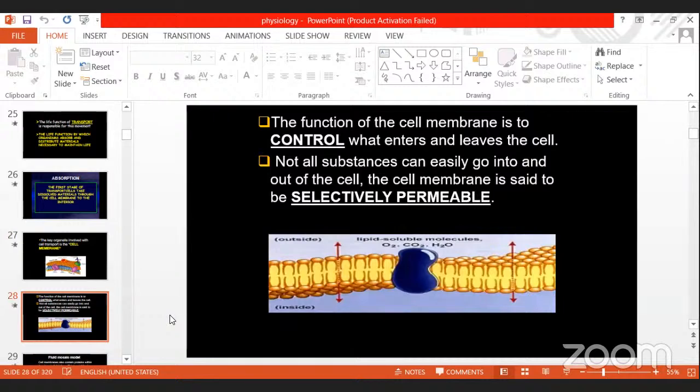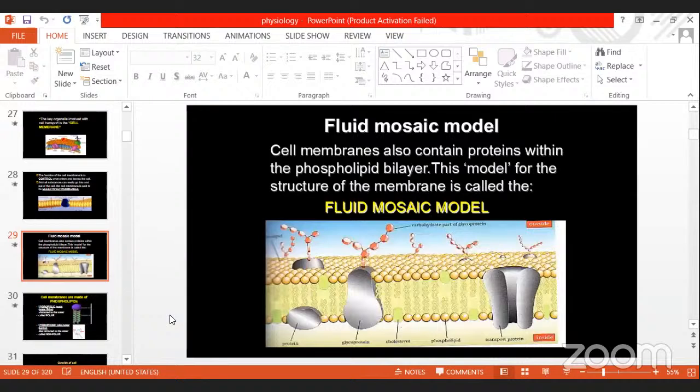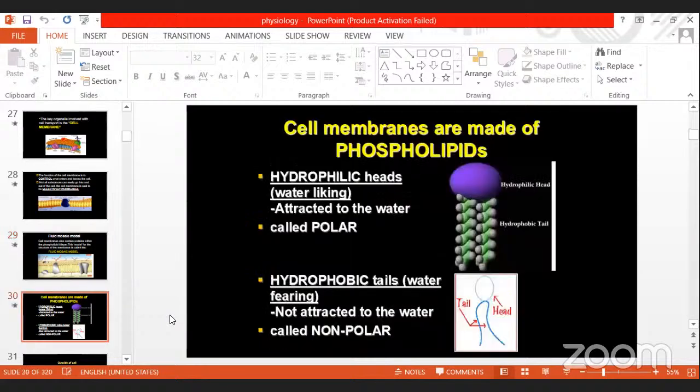So the cell membrane controls what enters and what leaves the cell, and that is why it is known as selectively permeable. The cell membrane is selectively permeable. It is not impermeable. It is selectively permeable. And the cell membrane shows a fluid mosaic model, which shows the proteins in the phospholipid bilayer with a mosaic-like appearance.